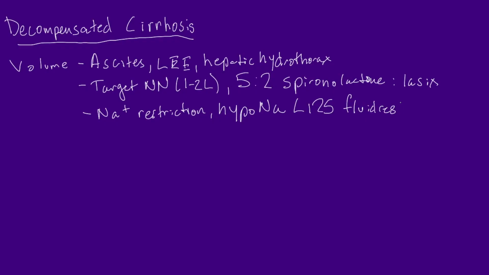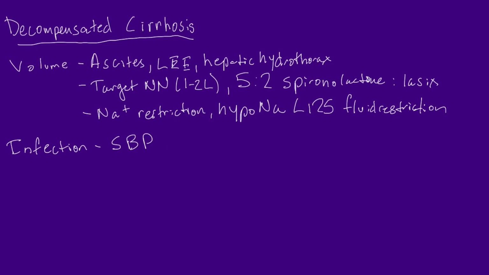Okay. So that is volume. So you talk about the physical exam findings, net negative, etc., and then your diuretics. Next, we will go to infection. Okay, infection. So in cirrhotic patients, the big one, of course, with ascites is spontaneous bacterial peritonitis.